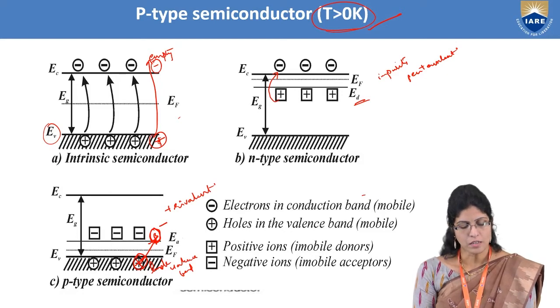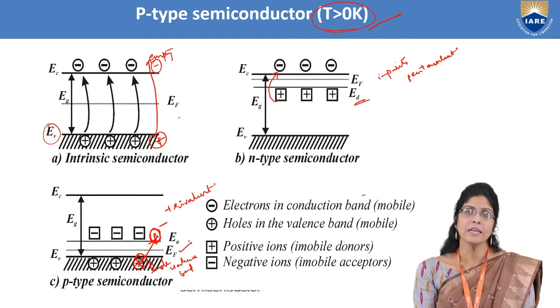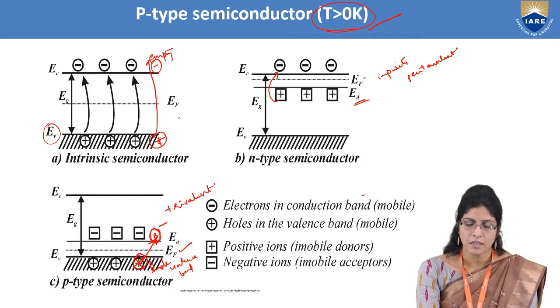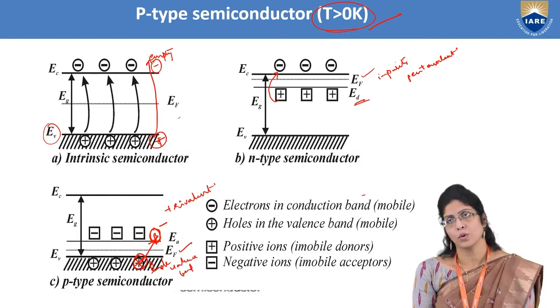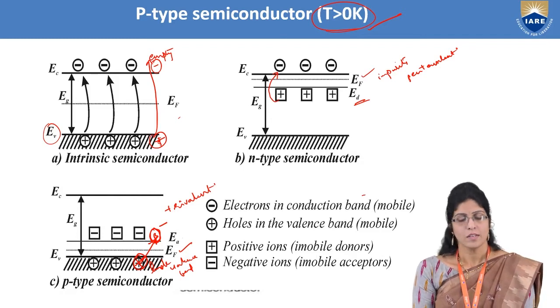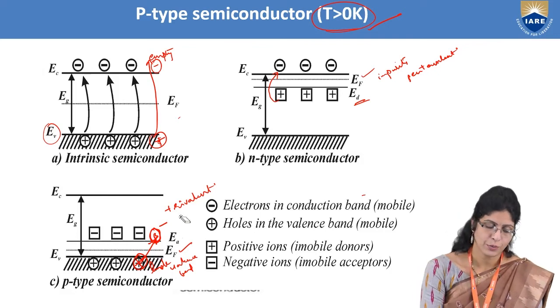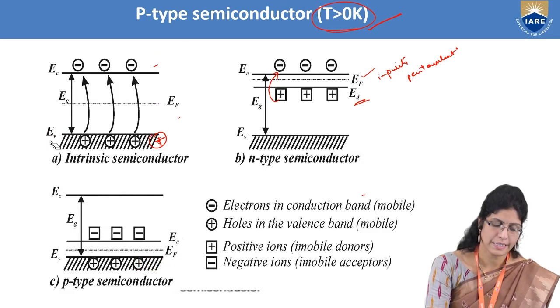And because the holes are the dominating charge carriers and the transitions are happening here, EF will be lying between the acceptor level and the valence band. Whereas here, the Fermi level will be lying between the conduction band and the donor level. So these are the things which you have to really remember, because any one of these can be asked in your assessment exams.